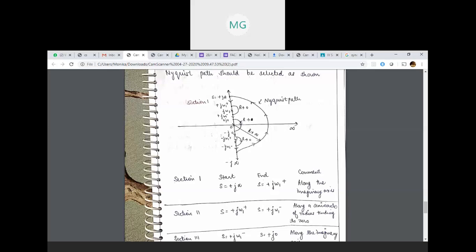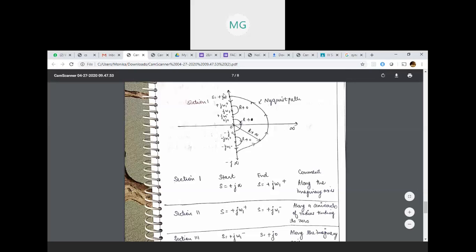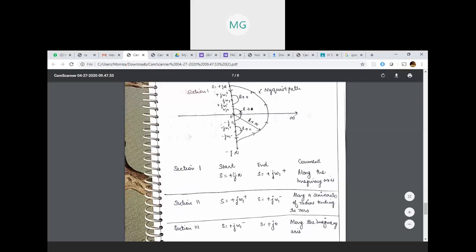For section 6, the plot is from minus j omega 1 plus to minus j omega 1 minus, and the comment is a semicircle of radius tending to 0. For section 7, from minus j omega 1 minus to minus j infinity, the plot is along the imaginary axis. And finally, the 8th section is from minus j infinity to plus j infinity, along a semicircle of radius infinity. So we have divided the entire plot into 8 sections.